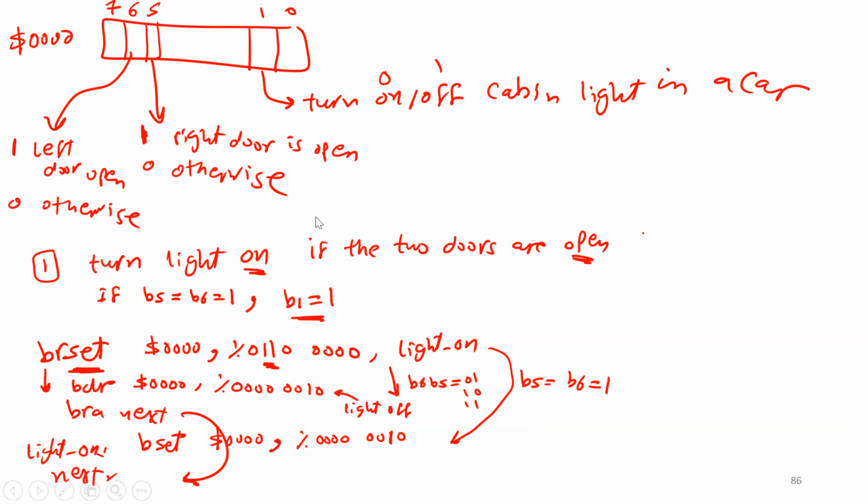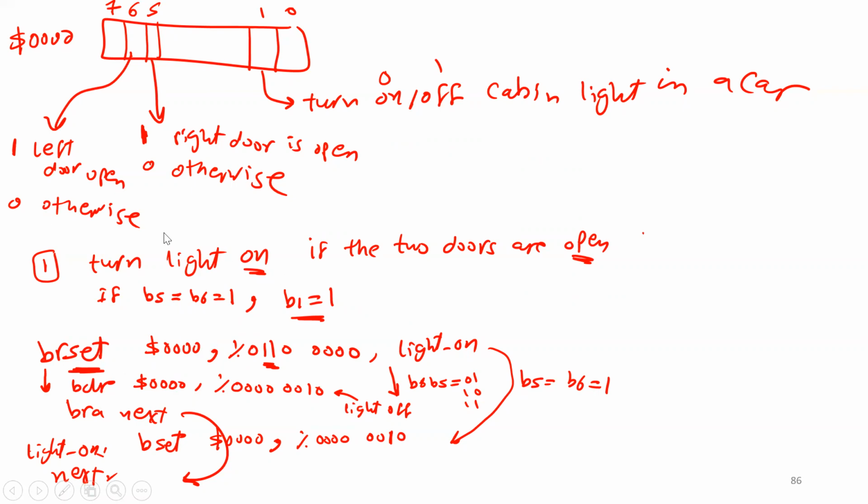So that means if the 2 doors are open, there should be 1 and 1 here for open, and 0 for closed. If I want to translate this sentence to programming, that means if these 2 bits are 1s, then bit 1 should be 1 to turn the light on, right? That's what I'm going to do right now.